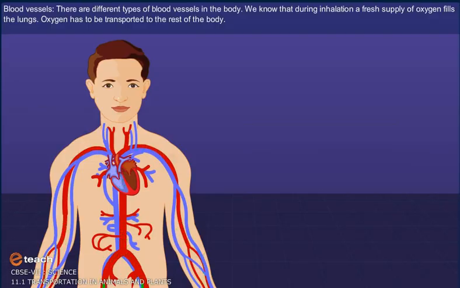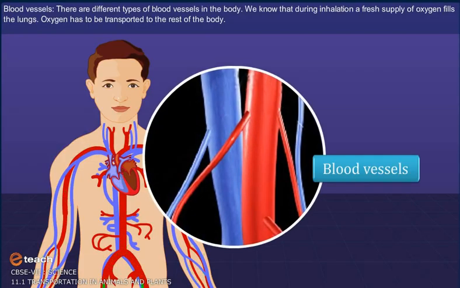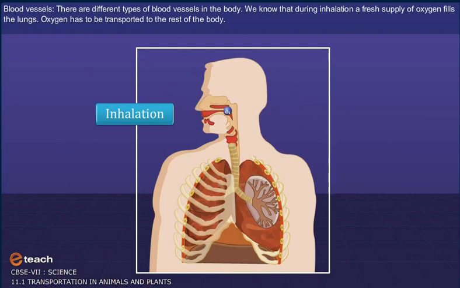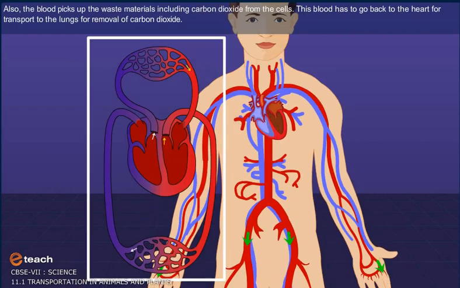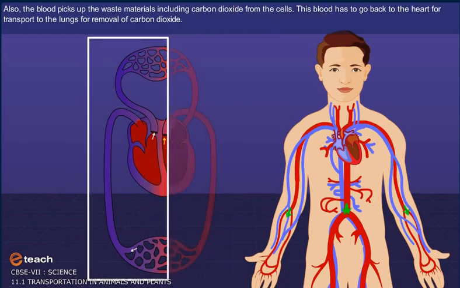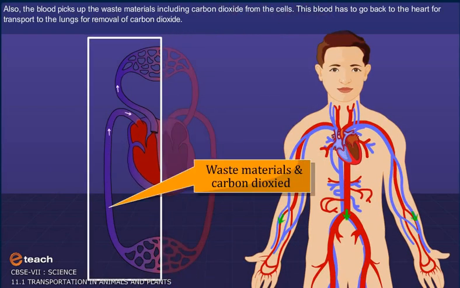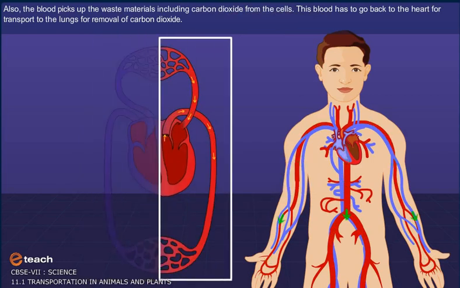Blood vessels. There are different types of blood vessels in the body. We know that during inhalation, a fresh supply of oxygen fills the lungs. Oxygen has to be transported to the rest of the body. Also, the blood picks up the waste materials, including carbon dioxide, from the cells. This blood has to go back to the heart for transport to the lungs for removal of carbon dioxide.